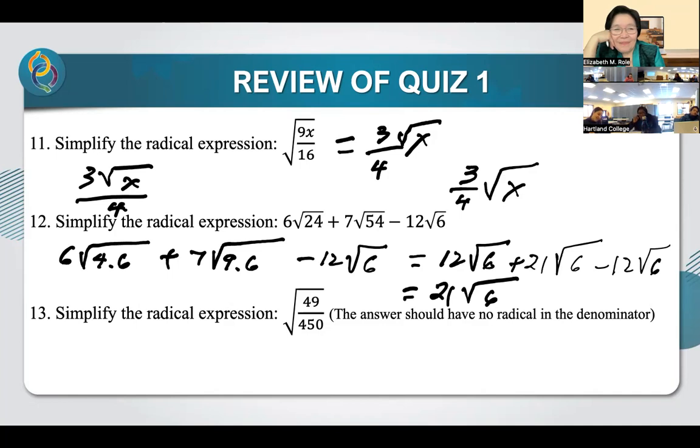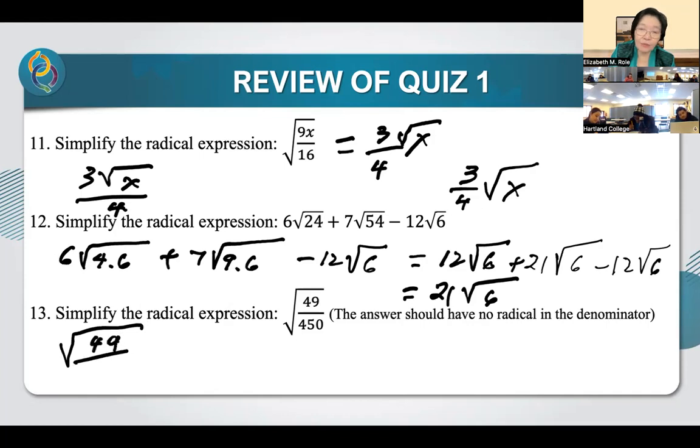All right, for number 13, that's another thing. You know that 49 is a perfect square. That's not a problem. But 450, what are the factors of 450 such that one is a perfect square?